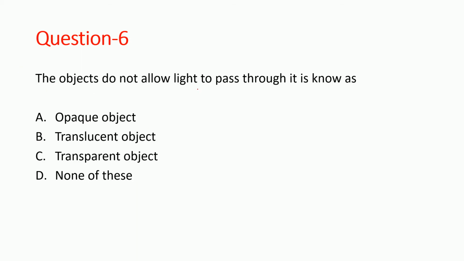Next, the object does not allow light to pass through it. If it won't allow light, it is an opaque body. Without seeing the options, we can say light does not pass through. One example is opaque bodies.